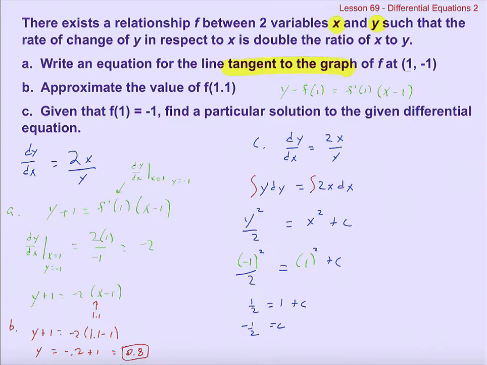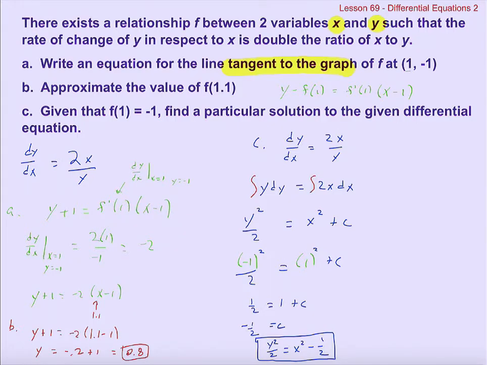So we can write the equation using our value for c. y squared over 2 equals x squared minus 1/2. And that's it. That's all you need to do. You don't need to get y by itself here.